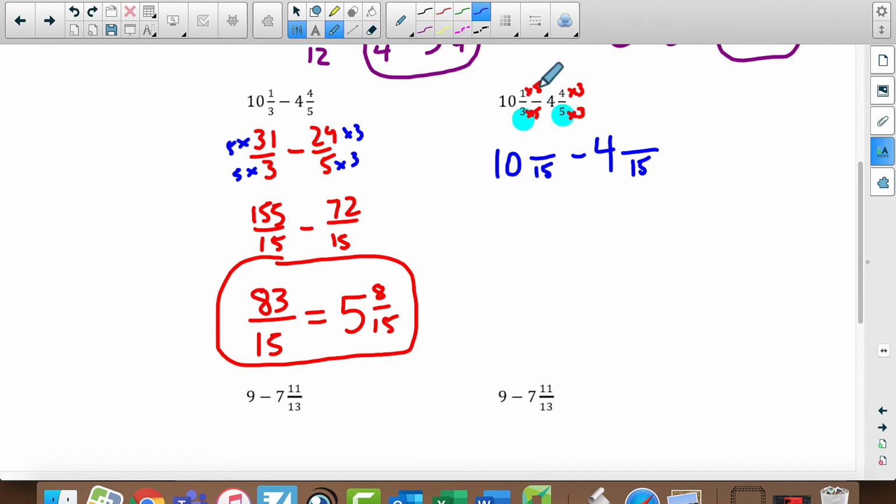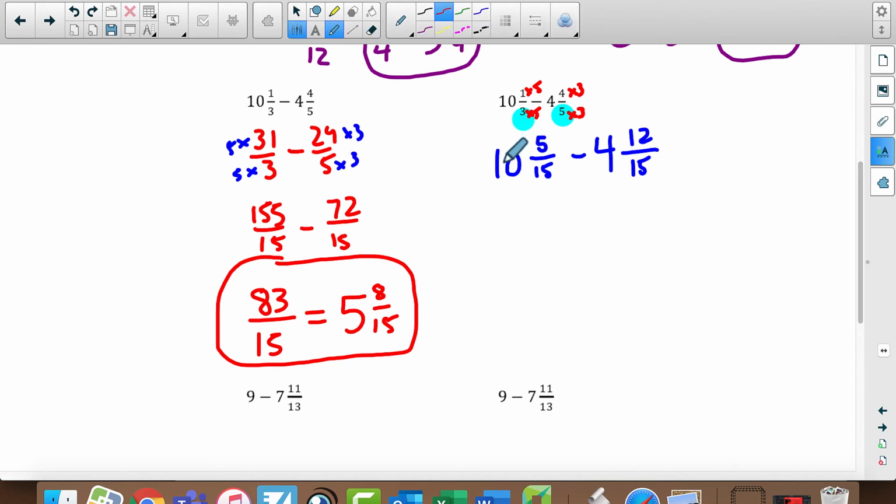So on the top here, 1 times 5 is 5. On the top here, 4 times 3 is 12. Looks good so far, right? Now stop. Can you spot what the problem is? The problem is, once you go to subtract the fraction part here, you're going to have 5/15 take away 12/15. Wait a minute, 5/15 take away 12/15, it's going to go into negatives. So you're going to have 10 minus 4 is 6, and then some kind of negative 7/15. What? How do we do this? So here's how you borrow, and this is why some people don't like this.